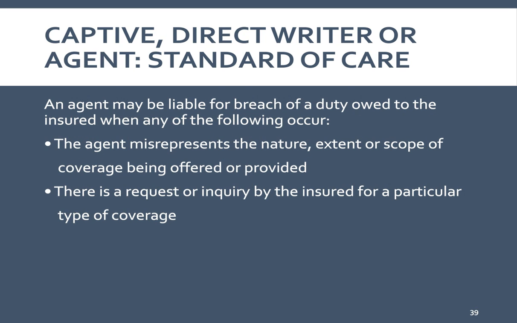All right, now an agent may be liable for a duty owed to the insured when any of the following occur, and this is kind of reiterating what I said. The agent misrepresents the nature, extent, or scope of coverage being offered or provided. And this, again, could be one of those that's a very gray area because you're dealing with a contract, and the contract is going to be subject to interpretation. And as we indicated earlier on, the insurance company may conclude that, based on their interpretation of the contract, the coverage was there or wasn't there or isn't there completely, whereas on the front end, the insurance agent may have made a representation based on what they thought it was going to be.